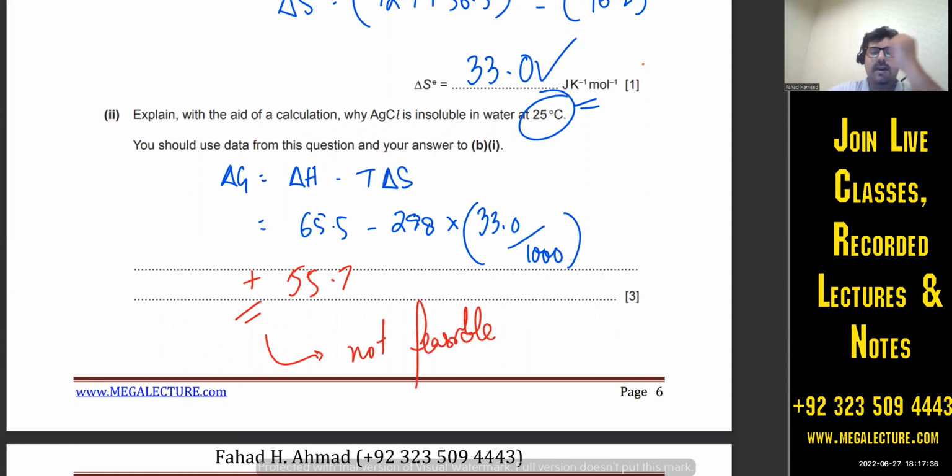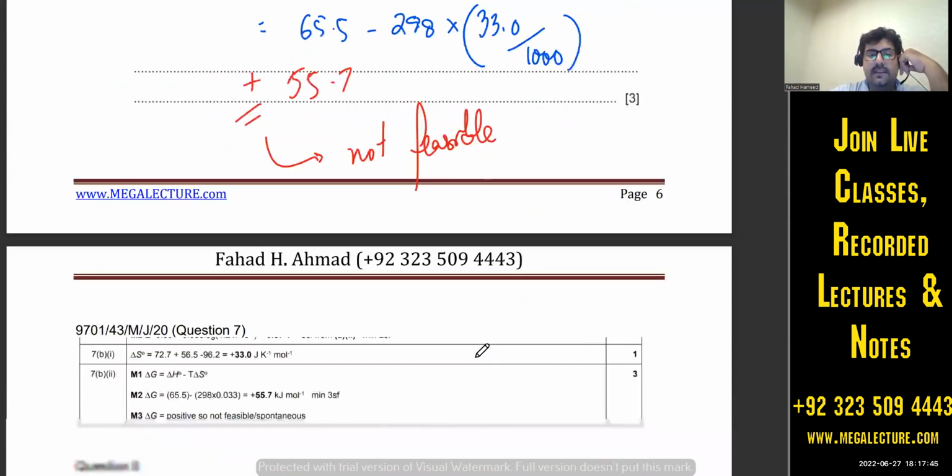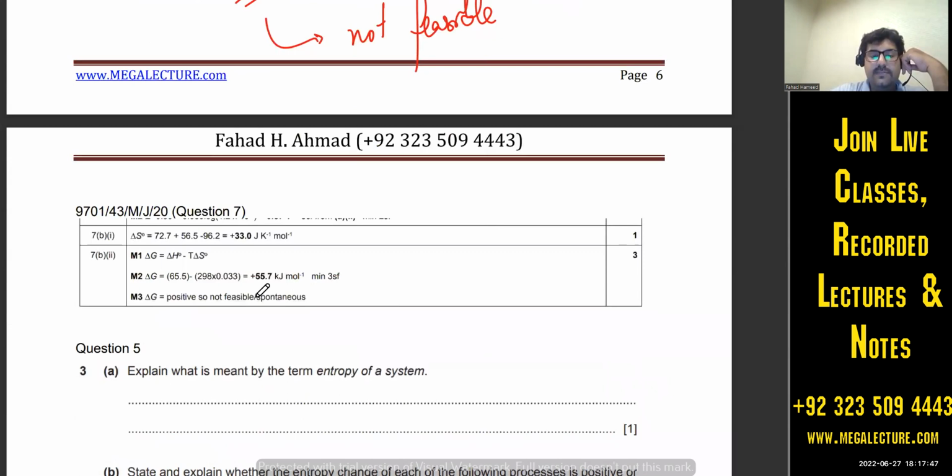So the question was, with the aid of a calculation, why is it insoluble? Why is it not dissolving? Because it's not feasible. That's the answer. So delta G is positive, so it's not spontaneous, it's not feasible.